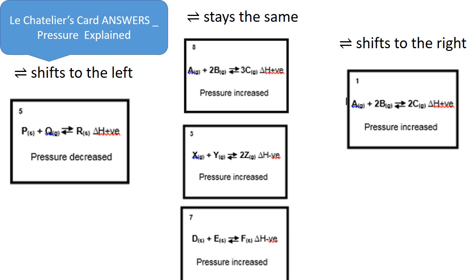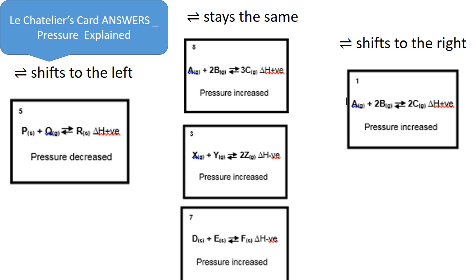Looking at the ones which stay the same if we change the pressure, in the top one we've got 1 mole of A, 2 moles of B, so the left hand side has got 3 moles of gaseous substances, and the right hand side has got 3 moles, that's C substance. So if we increase the pressure, it will make no difference because of the equal number of moles on both sides. That's the same for the one below. We've got X plus Y on the left hand side, 2 moles of substances, and 2 moles of Z on the right hand side, same number of moles on each side.